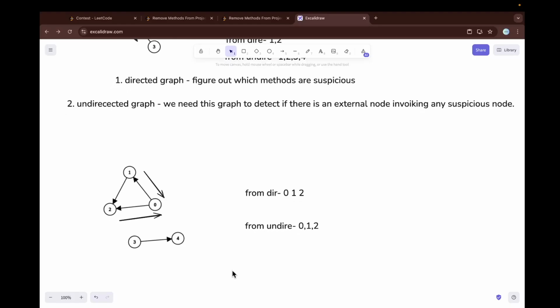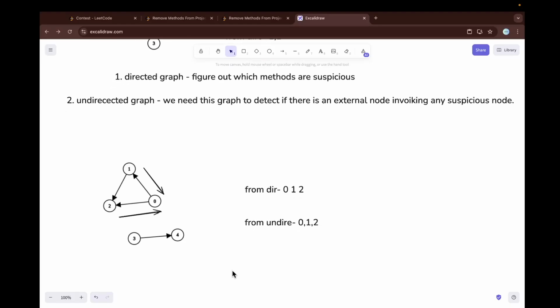So the problem boils down to this: if the set of methods reached by DFS in the directed graph is exactly the same as the set of methods reached in the undirected graph, it means there are no external methods that will invoke the suspicious method. Otherwise, there is some external method which is invoking our suspicious method, and in that case we will return all the nodes. In the other case, we will return only those nodes which are suspicious.